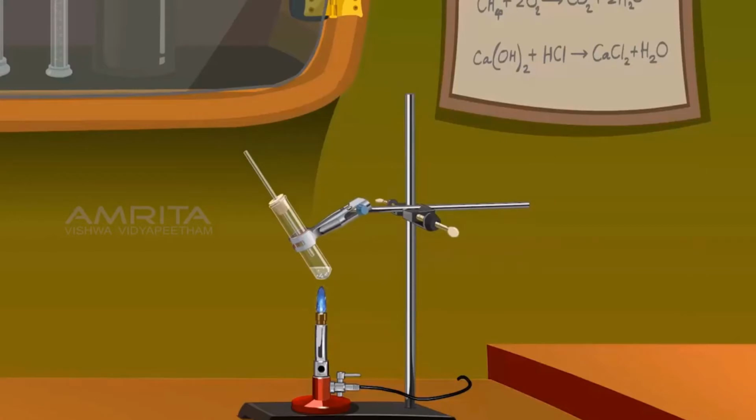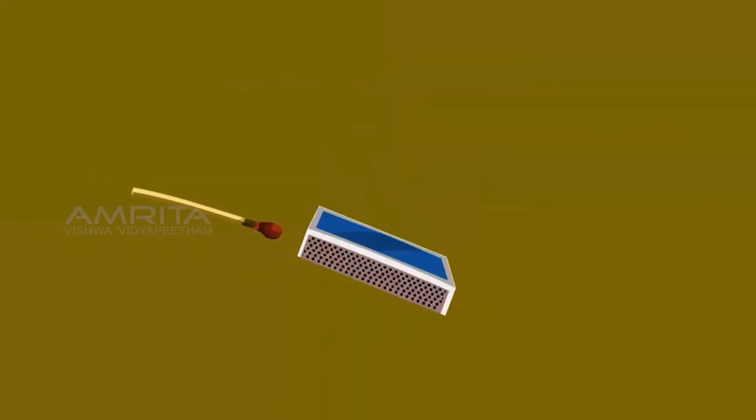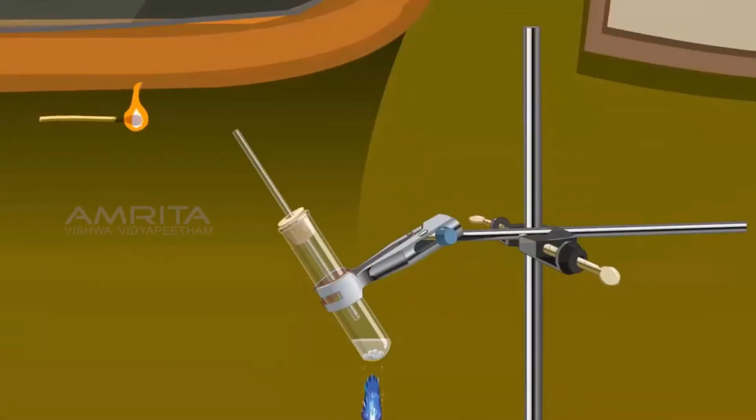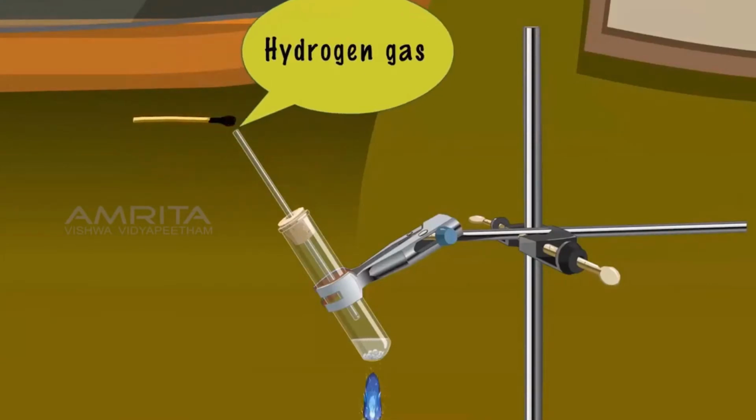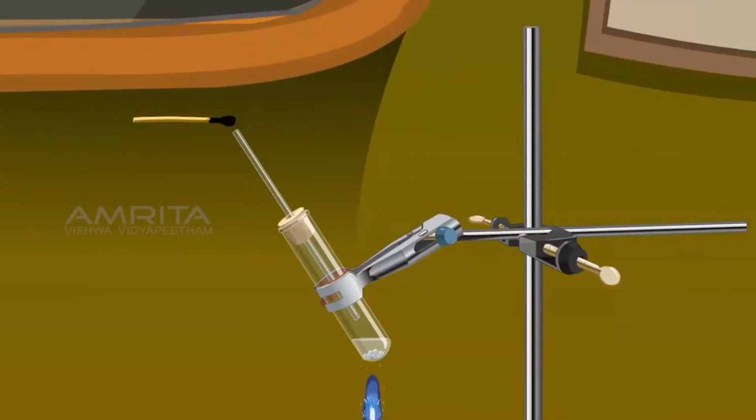Hydrogen gas is evolved on heating. Take the matchbox and light a matchstick. Bring the burning match near the mouth of the jet tube. Hydrogen gas coming out of the test tube causes the flame to flare up. Then, with a mild explosion and producing a popping sound, the flame dips out.